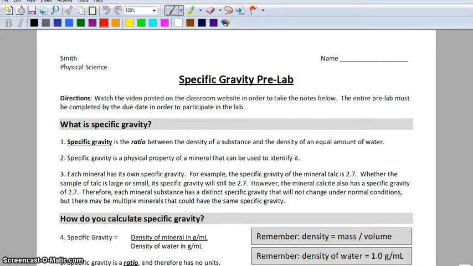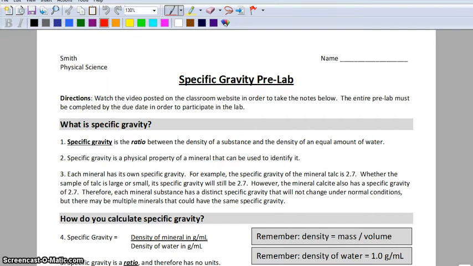Smith here. Today we're going to be talking about specific gravity, which is one of the physical properties of a mineral that can be used to identify it. Now, today's pre-lab is going to give you the information you will need in order to be successful on Monday's lab. All right, directions. It says to watch the video posted on the classroom website, which is what you're doing right now, in order to take the notes before.